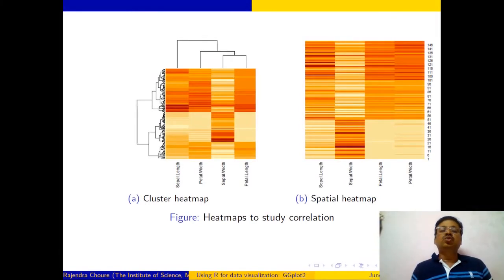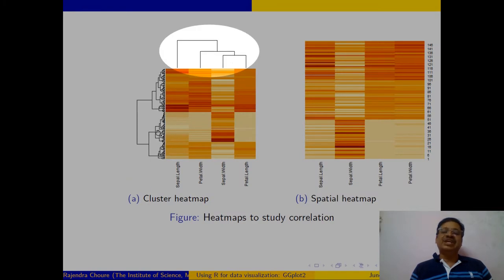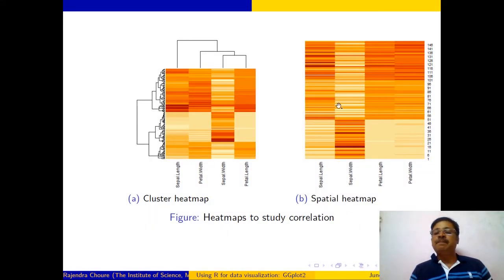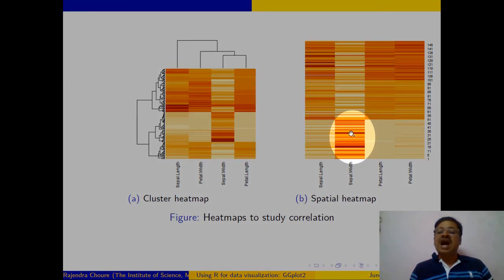There are two types of heat maps. One type is called cluster heat map and the other is spatial heat map. In cluster heat map, the values are arranged to show their relatedness. But in spatial heat map, the location of the value is kept intact. We can see at which location higher magnitude is there and in which location lower magnitude is there.